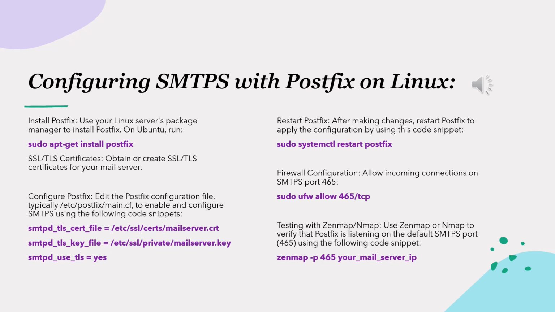Next, we restart Postfix. After making these changes, we restart it to apply the configuration by using this code snippet. Once restarted, we allow incoming connections on SMTPS port 465 using this code snippet. Finally, we test with Zenmap/Nmap, using these to verify that Postfix is listening on the default port 465. We can do this by using the following code snippet.